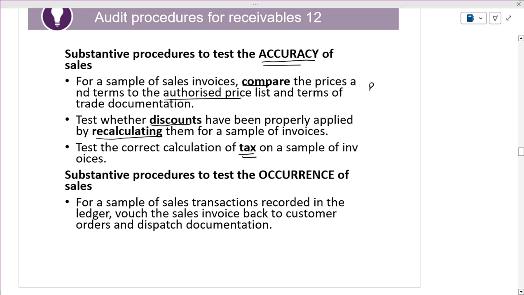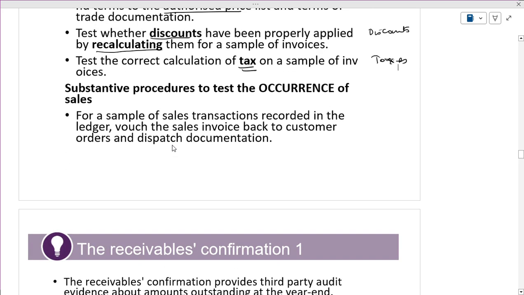Means we are talking first in terms of prices, second in terms of discounts, and third in terms of taxes. For a sample of transactions recorded in the ledger, match the sales invoice back to the customer orders and dispatch documents. When we are talking in terms of sales transactions, we have to think in terms of invoice and we have to think in terms of dispatch.